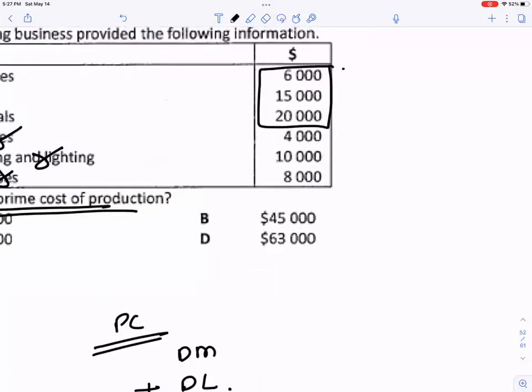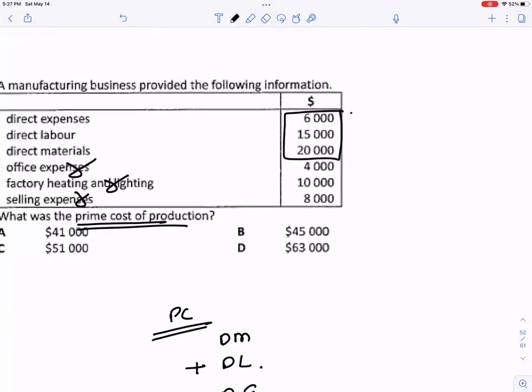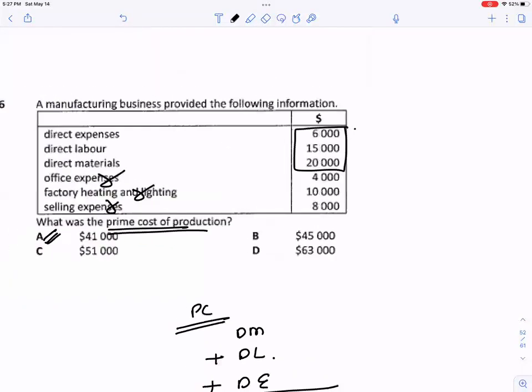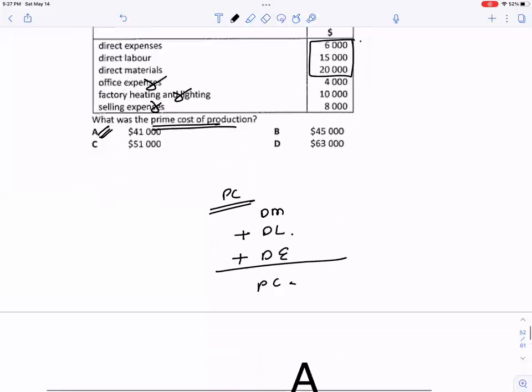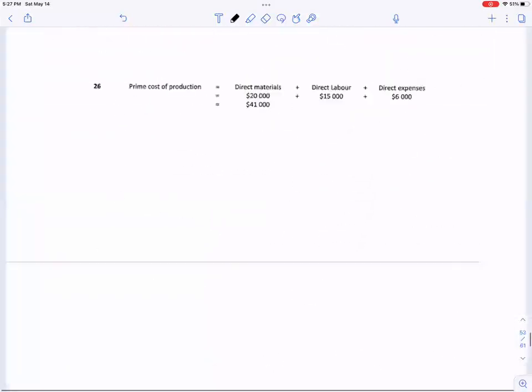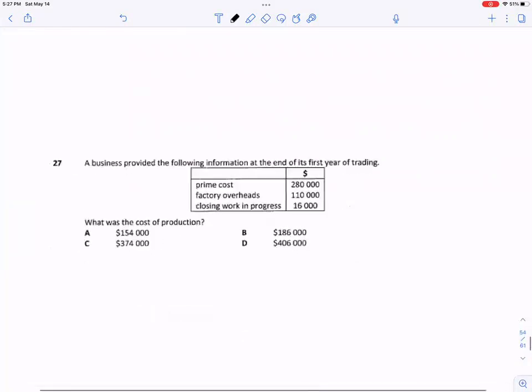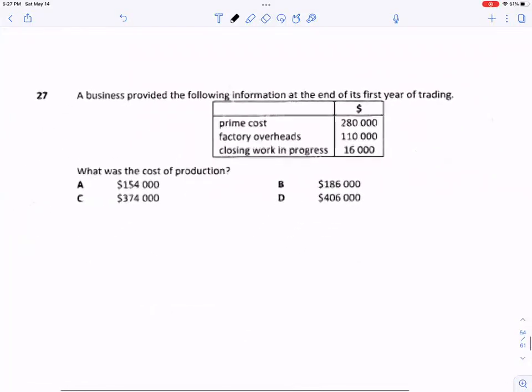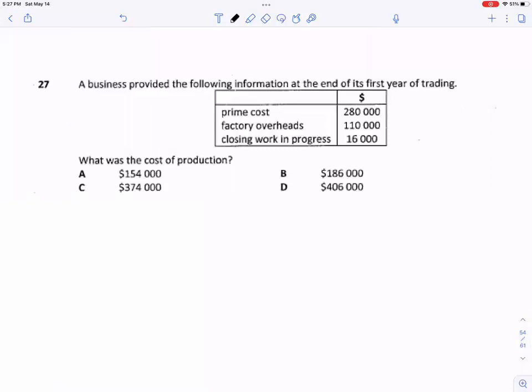Are you getting 41,000? Come on, let's go to the next one. It is 41,000, yes.